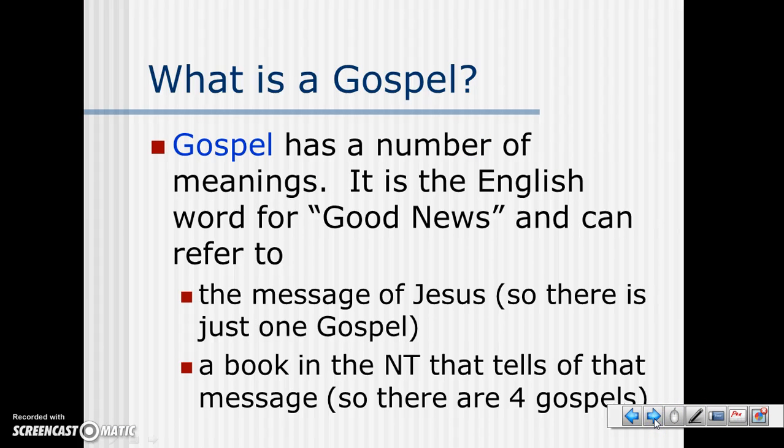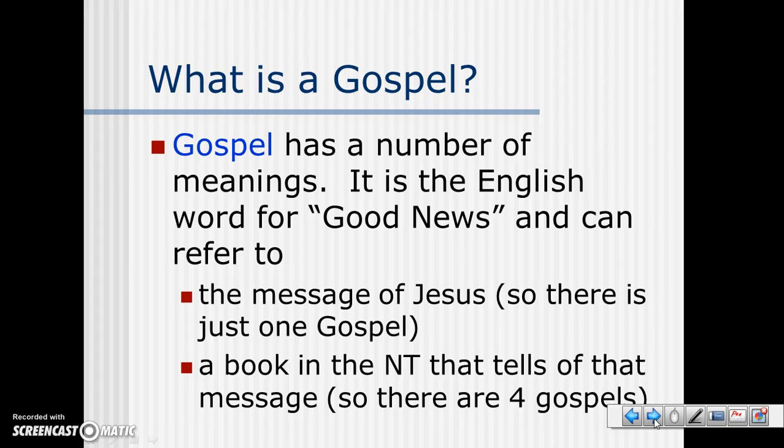So what is a gospel? Well, it has many meanings. It is the English word for good news, and it can either refer to the message of Jesus, so there would be just one gospel in that case, or a book in the New Testament that tells of that message. So there are 4 gospels.